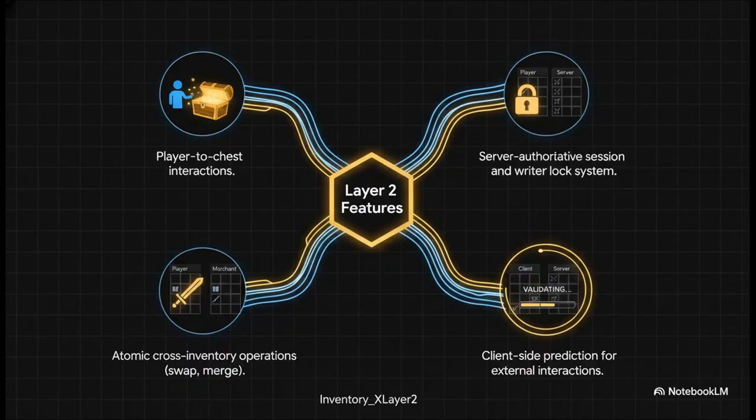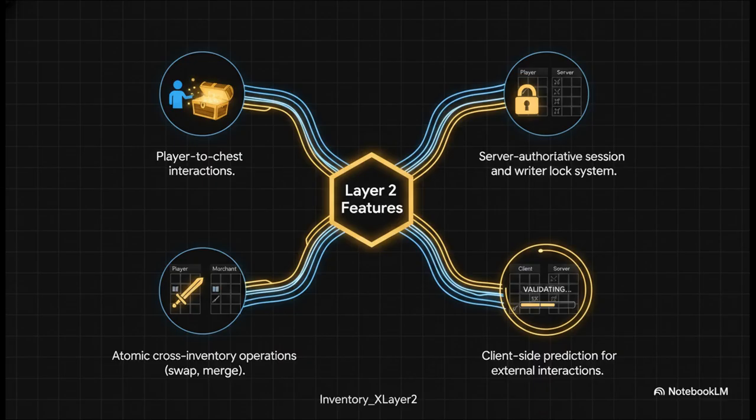I mean, think about it. Looting a chest, trading with another player, using a guild bank. That's not just one inventory anymore, it's two. Layer 2 gives you the system for that. It has a secure, server-controlled session system to make sure two people can't grab the same item at once. It supports atomic operations like transferring items, and, get this, it extends client-side prediction to these interactions too, so even looting feels instant.